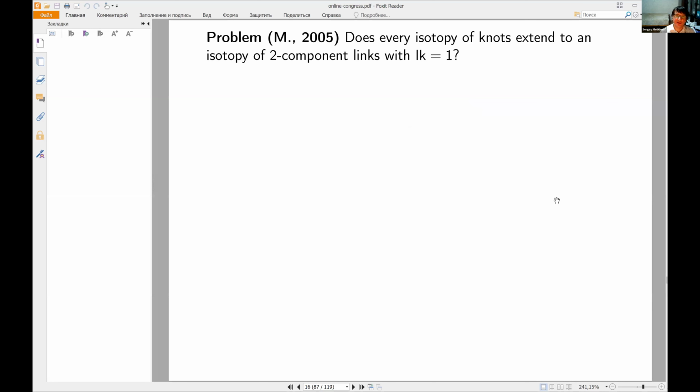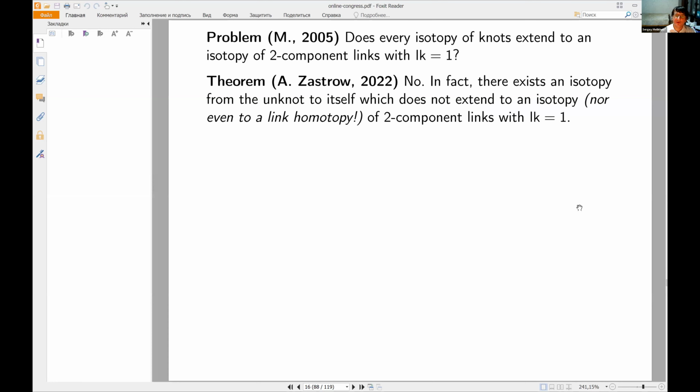The question arises immediately: does every isotopy of knots extend to an isotopy of two-component links with linking number 1? So if this is true, then Rolfsen's problem would be solved, because by just using the previous theorem, we solved it. Unfortunately, the answer, which was not long ago obtained by Andreas Zastrow, is no. And actually, there exists an isotopy from the unknot to itself, which does not extend to any isotopy of two-component links with linking number 1.